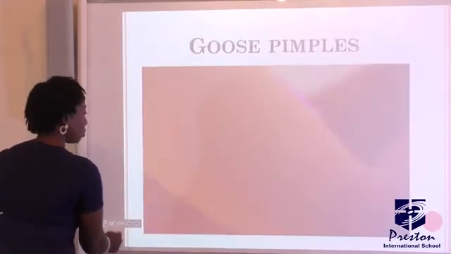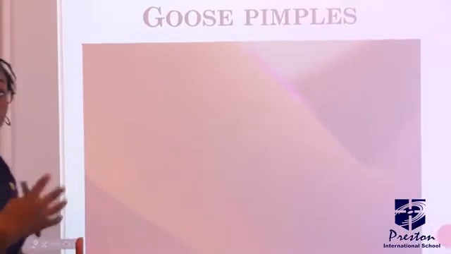Now, this is a picture of a goose pimple. This is a picture of a goose pimple on the skin. You'll notice that the hairs are rising and you'll see some spots on the person's hand. This is the arm on the person's skin.